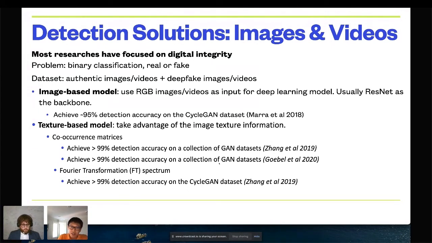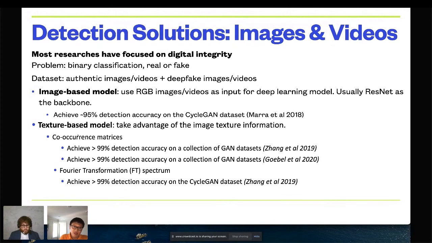There are basically two classes of detection methods. The first one is the image-based model. Because we do image detection, we can do image classification. We can just use an RGB image as an input for a convolutional neural network and do the classification. That gives about 95% detection accuracy on a CycleGAN data set.